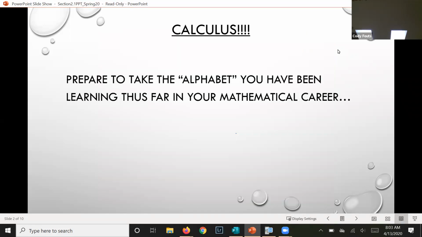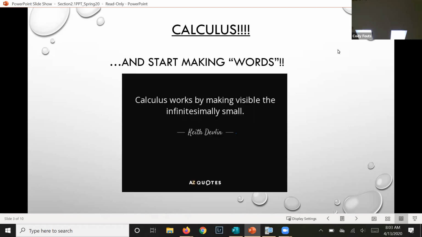Okay, so when I describe calculus to folks, this is an analogy I always like to use: all the math you've learned up to this point, everything through elementary school, middle school, high school, all of the algebra, the pre-calculus, I like to think of that as the alphabet that you've been learning. And with calculus, we're going to take that alphabet and start to make words with it.